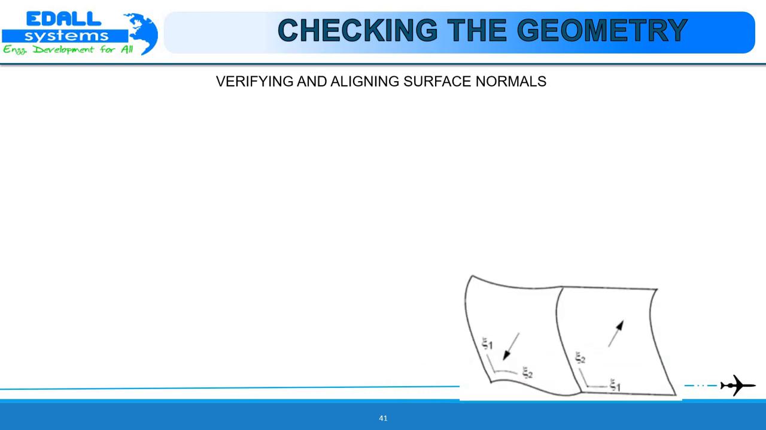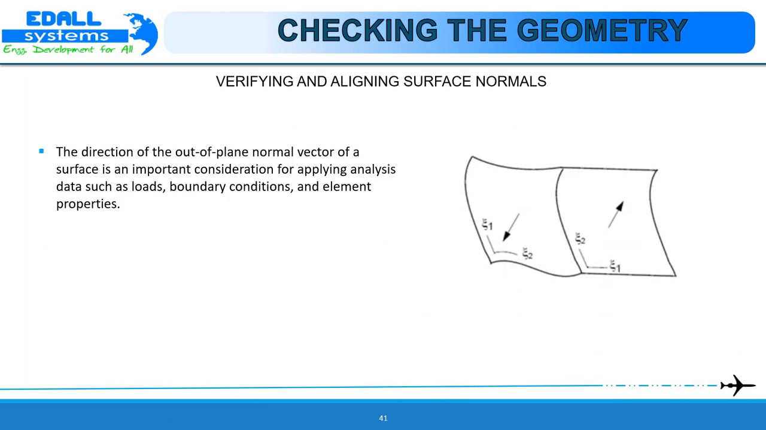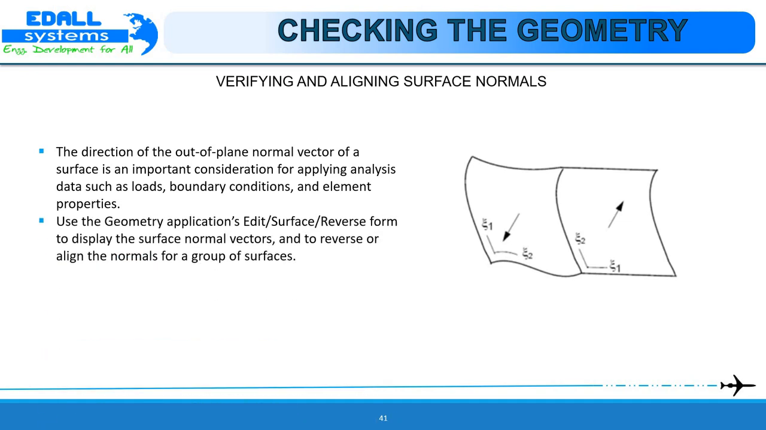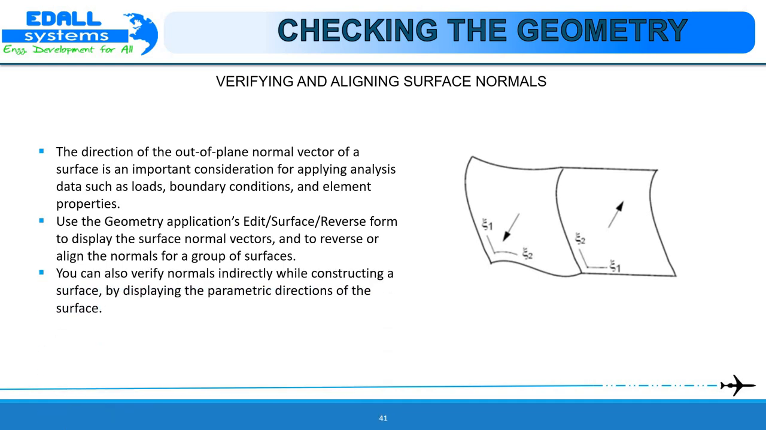Verifying and aligning surface normals. The direction of the out-of-plane normal vector of a surface is an important consideration for applying analysis data such as loads, boundary conditions and element properties. Use the geometry application's Edit Surface Reverse form to display the surface normal vectors and to reverse or align the normals for a group of surfaces. You can also verify normals indirectly while constructing a surface by displaying the parametric directions of the surface.